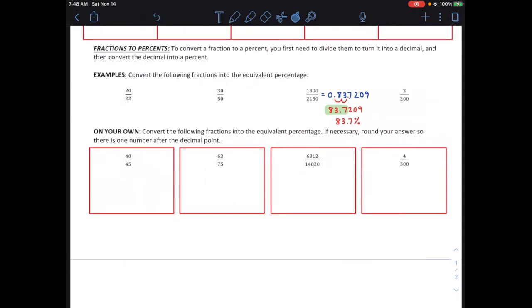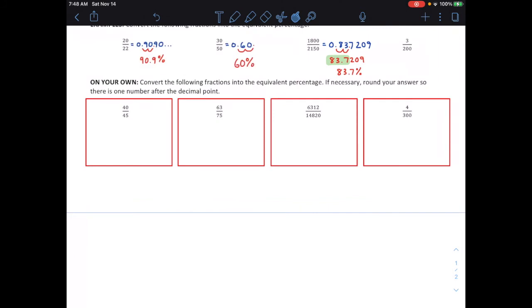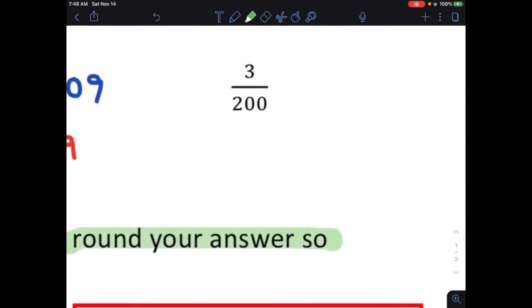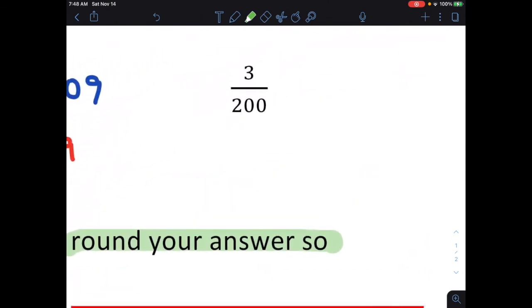All right, you have 4 to do, only 4. And again, it says round your answer so there is one number after the decimal point. Oh, wait a minute. We have another example to do. Let's go back up and do that example. I missed it. But anyway, remember to round your answer to one number after the decimal point.